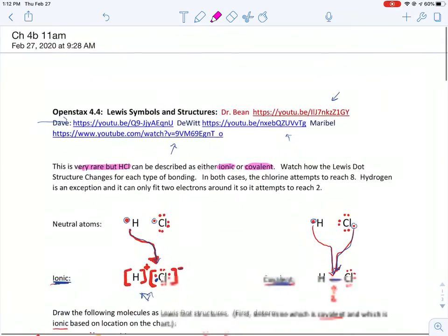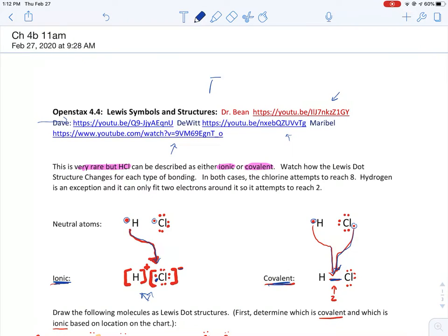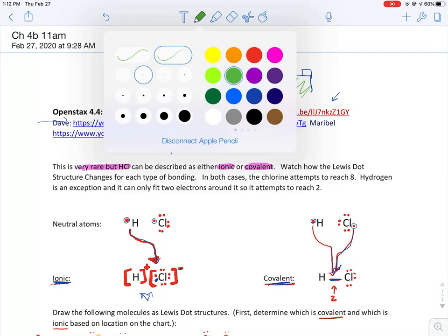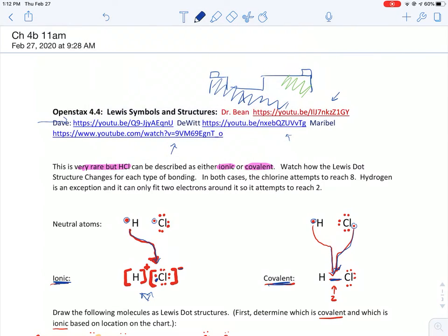Remember also that ionic things are on the left side of the periodic chart. Remember you've got your periodic chart. So the ionic things are something on the left side bonding with something on the right side. Remember, the ones on the left want to go positive and the right side wants to go negative. That's ionic.